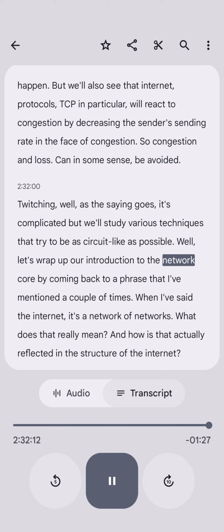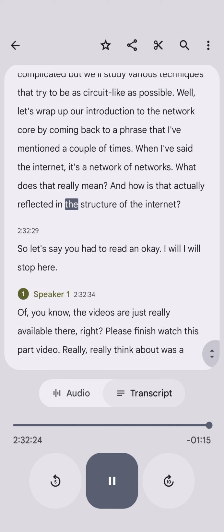Well, let's wrap up our introduction to the network core by coming back to a phrase that I've mentioned a couple of times when I've said the internet is a network of networks. What does that really mean, and how is that actually reflected in the structure of the internet?